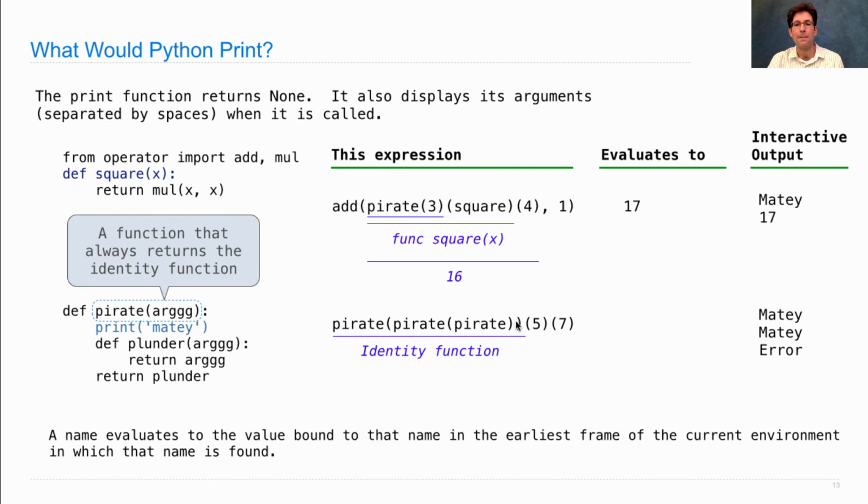I try to call 5 on 7. Now 5 isn't the kind of thing that you can call. You can only call functions. You can't call integers. And that's why we get an error. So this whole thing doesn't have a value because that whole thing evaluated to 5.